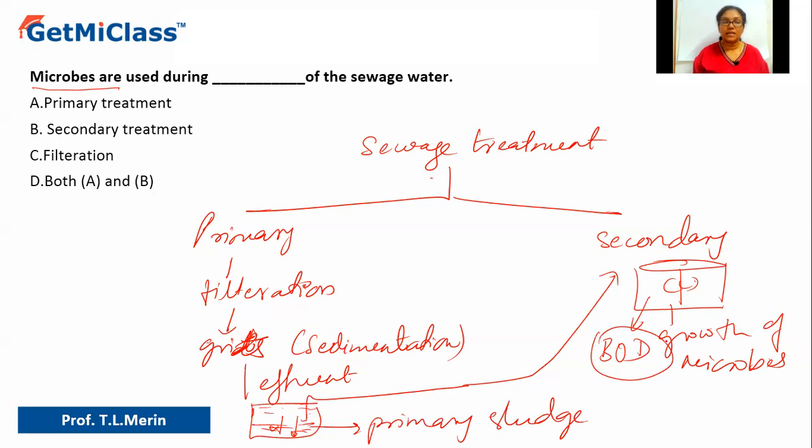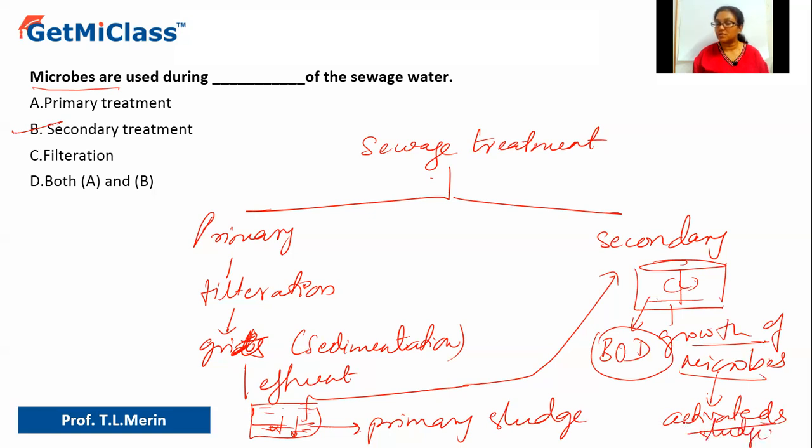So the question says microbes are used during dash of the sewage treatment. You can say that it is used during secondary treatment of the sewage water, because here we are allowing the growth of the microbes. After these microbes grow and degrade all the organic matter, they are allowed to settle, and these form the secondary sludge, activated sludge you can say. The flocs of these organisms will settle down and form activated sludge.